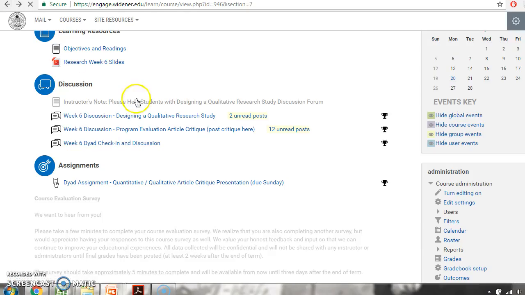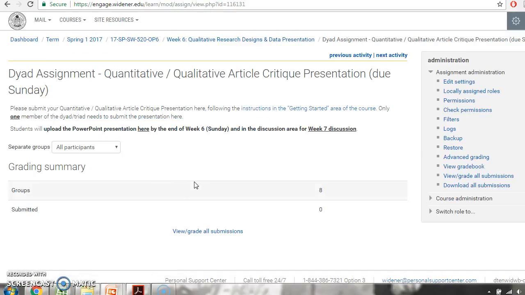And finally, let's get to the big assignment. I think this is probably what people are most concerned with. This week, your dyad and our 1 triad group assignments are due by Sunday night at 11:59 p.m. And let's go back and review. So you're going to upload your PowerPoint presentation here. You only need to upload it once. Okay, 1 member of your group can upload it.